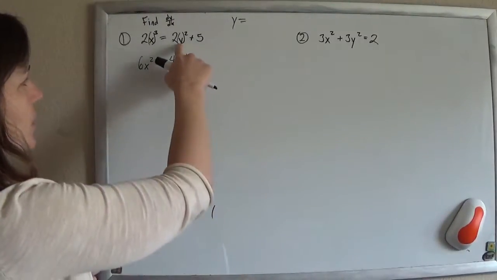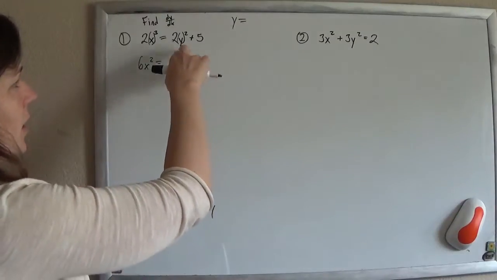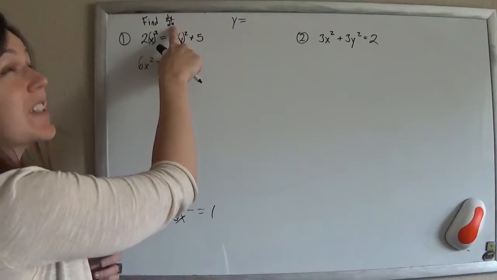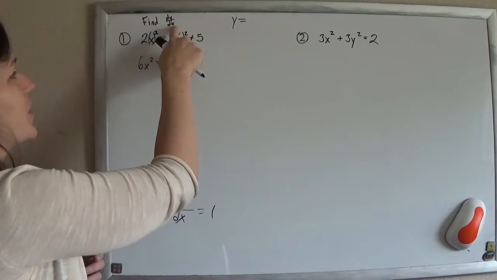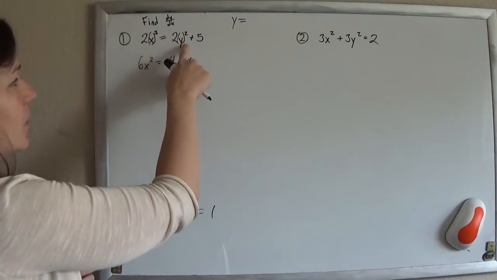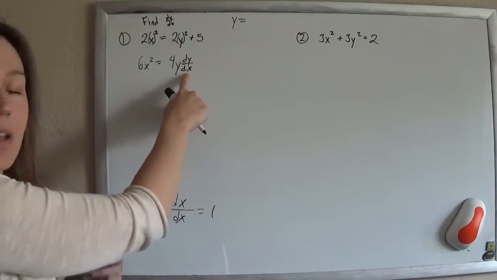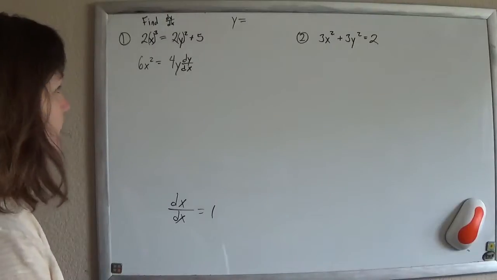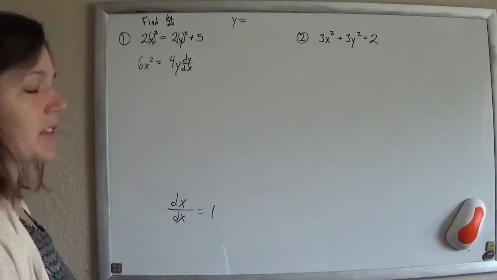So every time you're differentiating a term with a variable that's different than the one you're differentiating with respect to, so here we're differentiating with respect to x, and this is a y, you need to have this final little tiny times dy/dx bit. And the derivative of a constant is still 0.